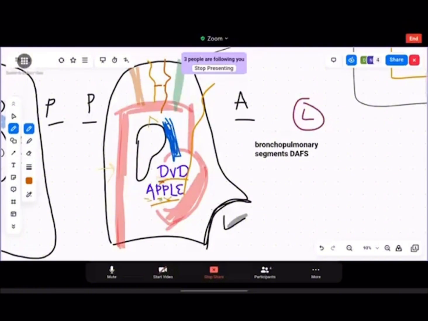What is D for? D is for the descending thoracic aorta. What is the V for? The ventricle. What is the D again for? The D again is for the duct. This is the thoracic duct. You can literally learn some of these relations. You don't need to know all of them, obviously. So plus minus is fine, that's totally fine.